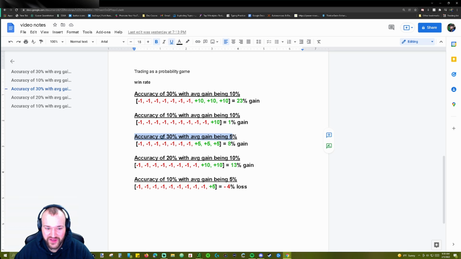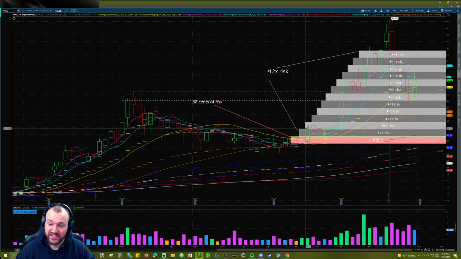Now, of course, here we have accuracy of 30%, average gain 5%. You can see, boom, 20%, 10%, net 13%. Accuracy of 10% with the average gain being 5%, you start to have a loss, 4% loss. So really your net performance is a function of your accuracy and your average gain percentage, which is why it's nice to be doing things like selling portions into strength at certain risk multiples and then moving your stop up.